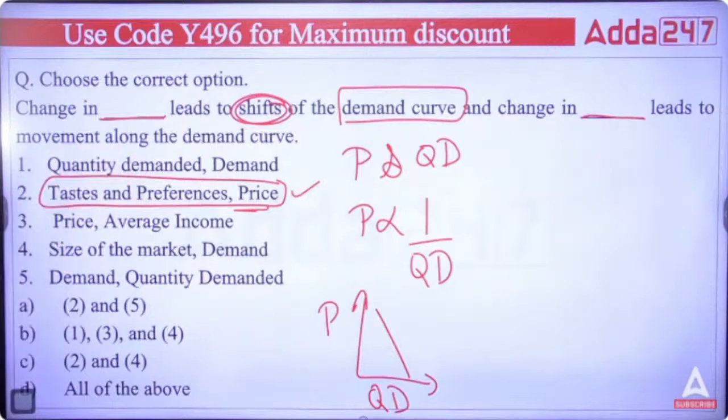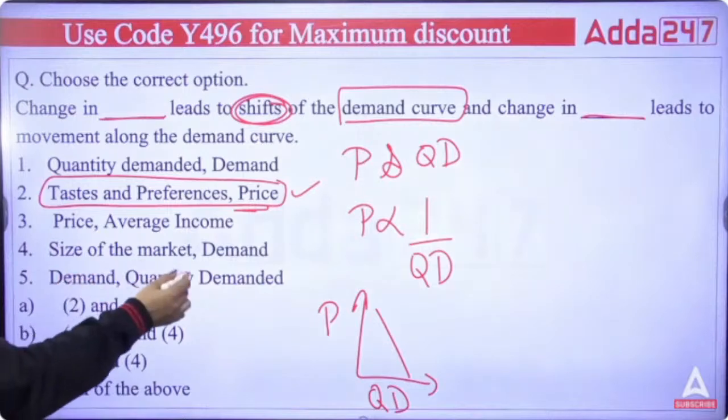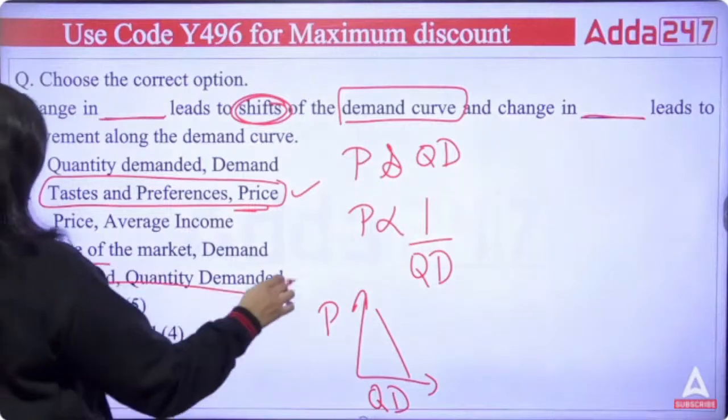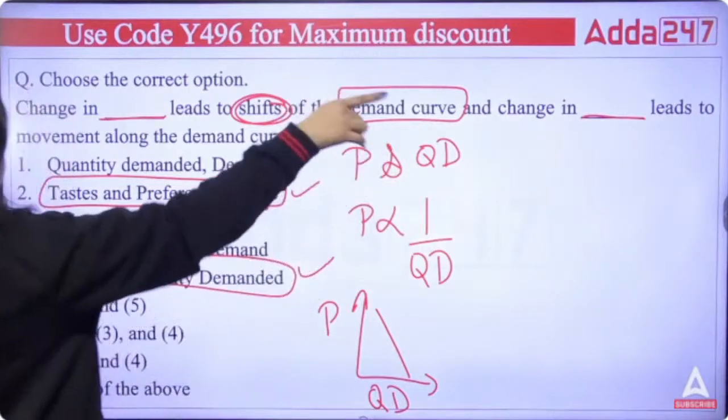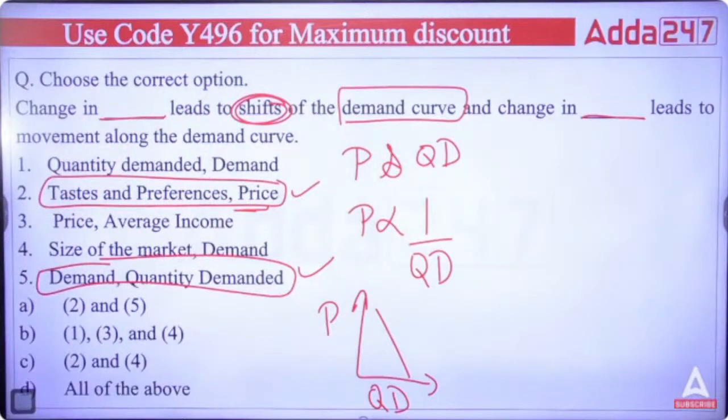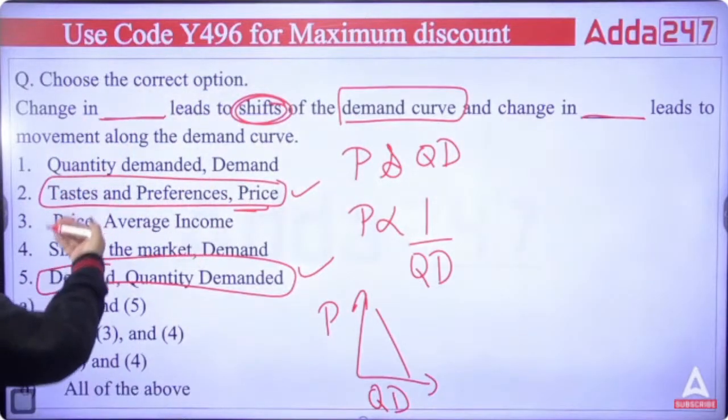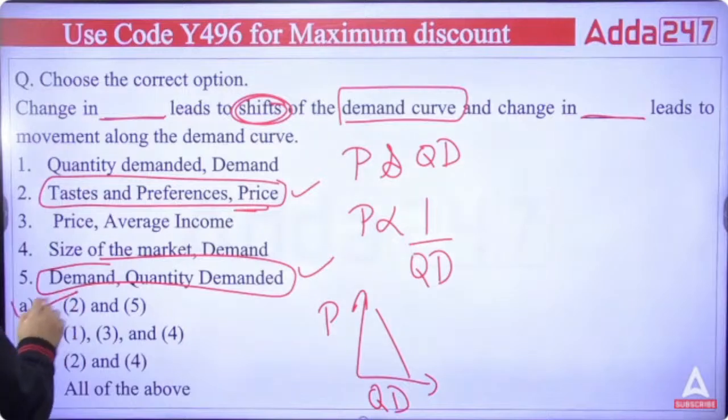And the next blank we have to find out: price, average income, no. Size of the market and demand, no. The demand and quantity demanded, this is true. So the demand and quantity demanded actually lead to the movement along the demand curve. So second and fifth is correct. It means the right option will be A.